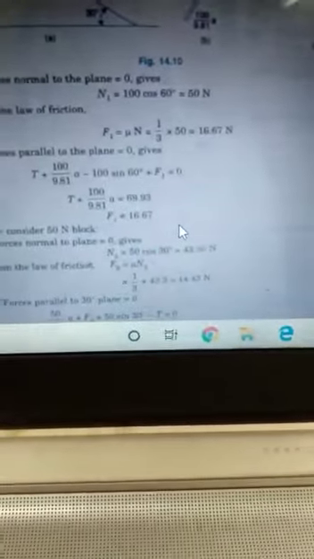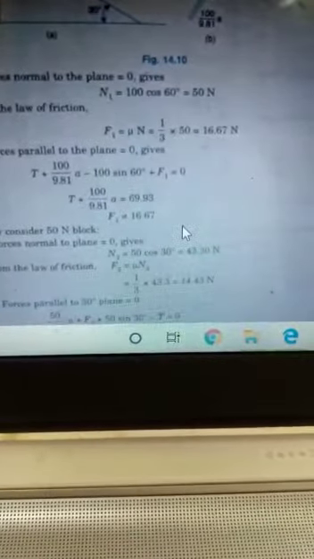The 100 Newton component force perpendicular to the plane you will get as 100 cos 60. So the sum of all forces perpendicular to the plane equated to 0 gives N1 is equal to 100 cos 60, and that is equal to 50 Newton. From this, with coefficient of friction 1/3, multiplied by mu into N, that is 1/3 into 50, that gives 16.67 Newton as the frictional force which opposes the motion.